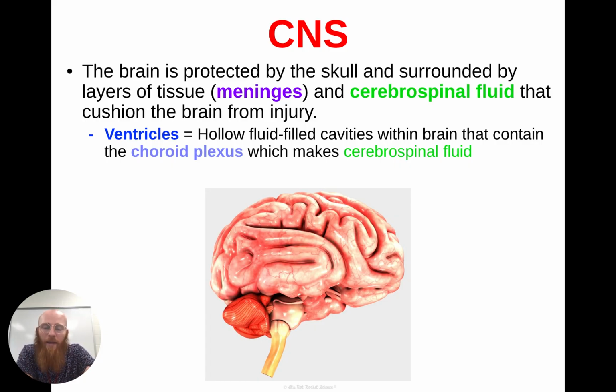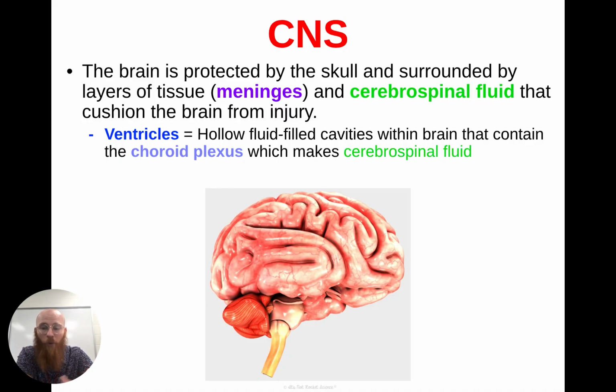The brain is protected by your skull, and it's surrounded by layers of tissue that we call meninges, and it is further protected by a surrounding fluid that we call cerebrospinal fluid, and that's what actually helps cushion your brain from injury. So you have the skull. Inside the skull, you've got these tissue layers called meninges, and surrounding your brain and protecting it from, let's say, bashing against the inside of that cranium, you have cerebrospinal fluid.